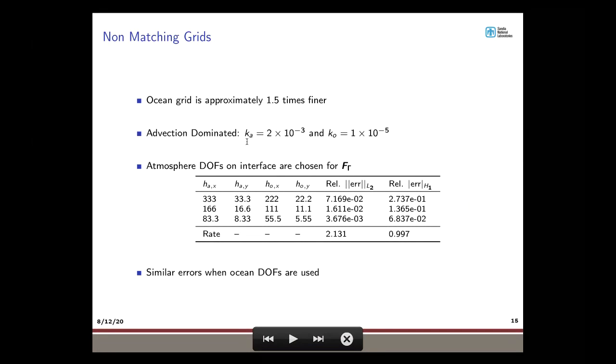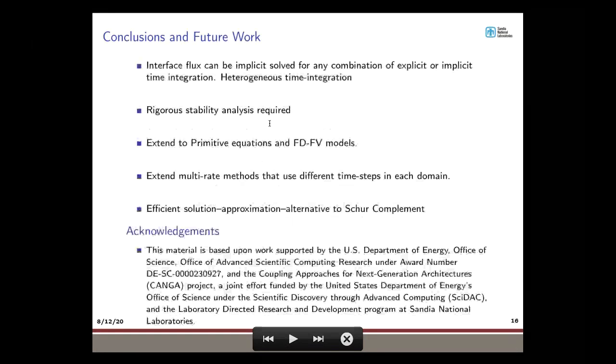I use a smaller diffusivity, and then choosing the coarser degrees of freedom to discretize F gamma, I see I still get the optimal convergence rates in space. And I see similar convergence rates regardless if I use the ocean side. So I've kind of proved to myself that in space, everything works. But I've been a little facetious because I haven't shown you convergence rates in time.